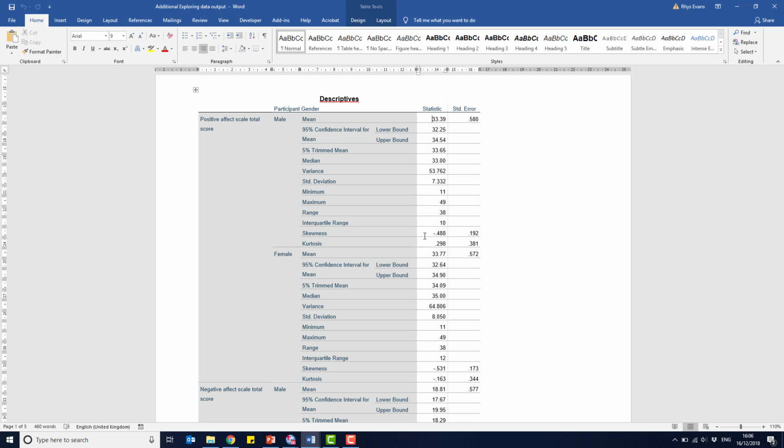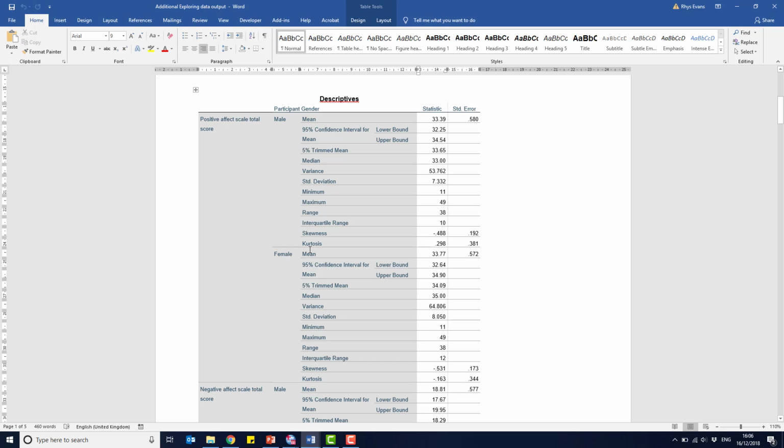What we can see here is that we have a value of minus 0.49, sorry, for skewness and 0.298 for kurtosis. So what that suggests is that they are within the plus and minus 1 boundaries. So that's a good sign, but they're not perfect. If there was absolutely no skew, so a perfectly normal distribution, we would have a score of 0 for skewness and a score of 0 for kurtosis. But in practice, that never happens.